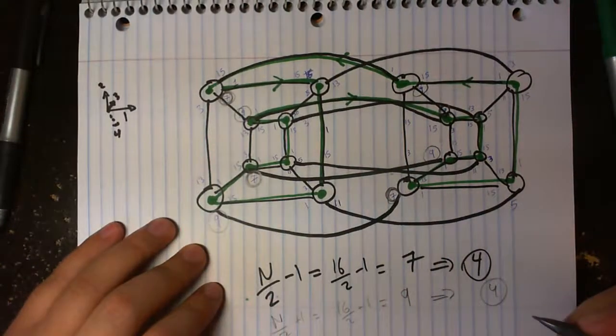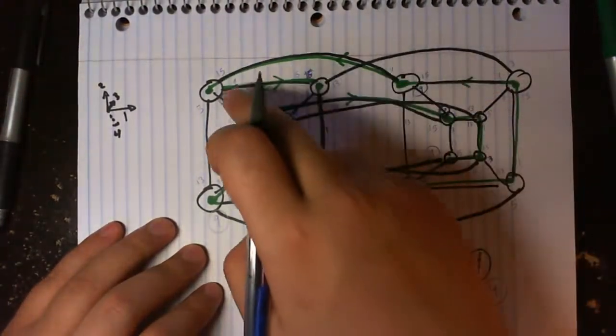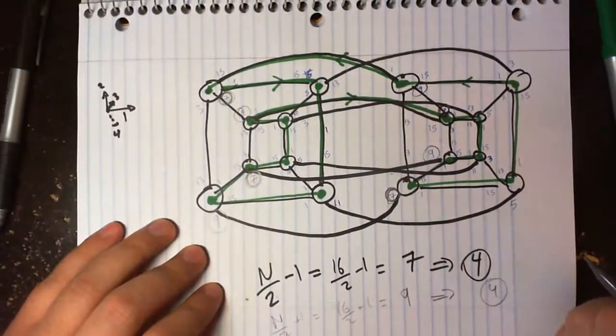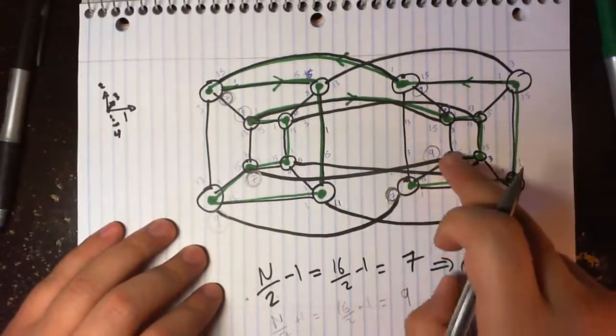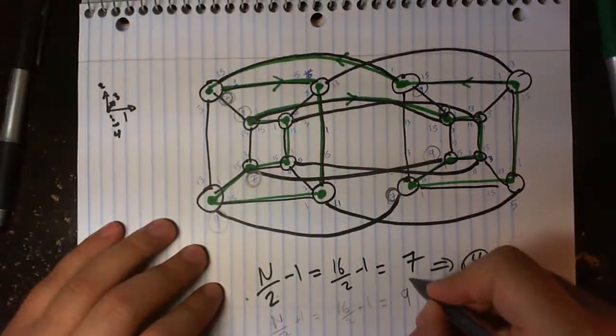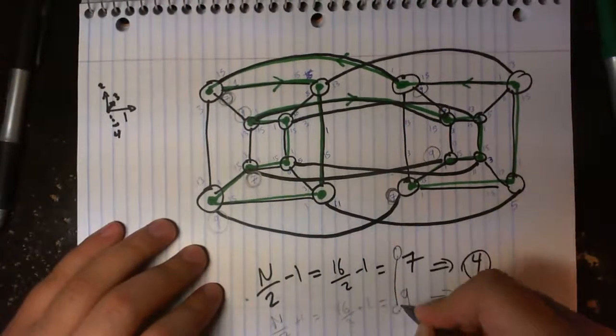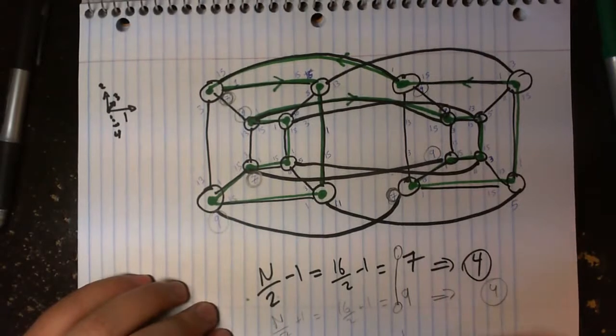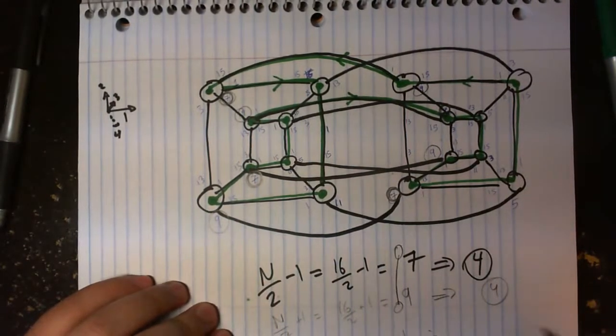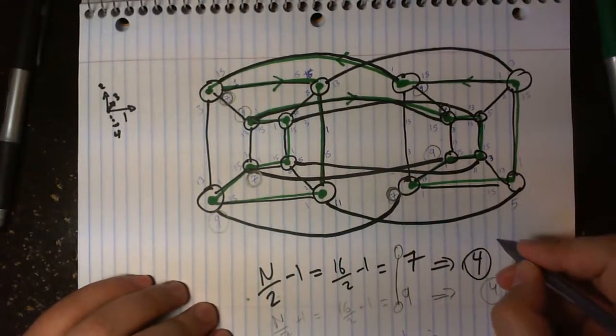Okay, so these 8 nodes that are connecting all the links that are labeled 7 and 9, all of these nodes, the total number of them is 8. I'm running out of space. The total number of these nodes is 8. Right?